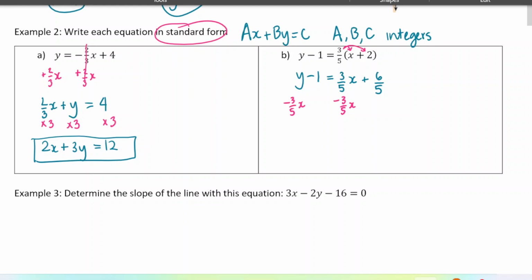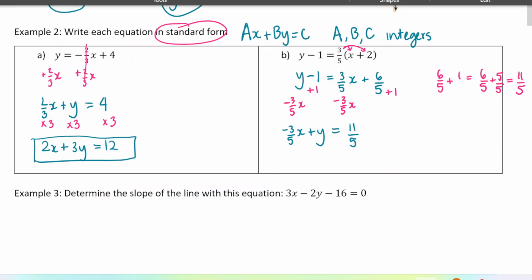And the other thing I'm going to do is move this 1 to this side. So this is what it'll look like now. Negative 3 over 5x plus y equals, and just on the side here, I'm going to do 6 over 5 plus 1, which would be the same as 6 over 5 plus 5 over 5, which would be 11 over 5. So on this side, I'm going to have 11 over 5.